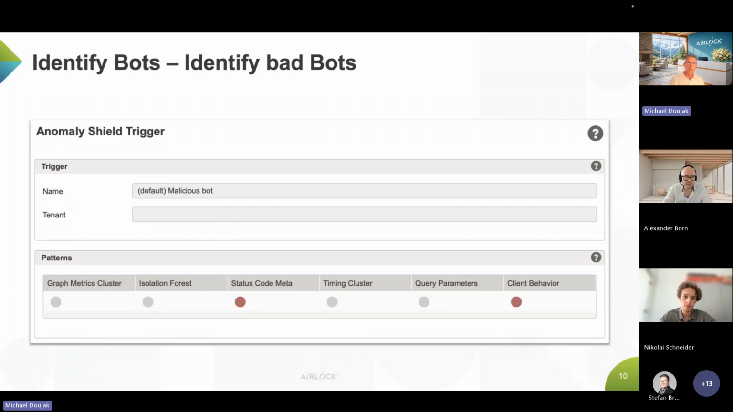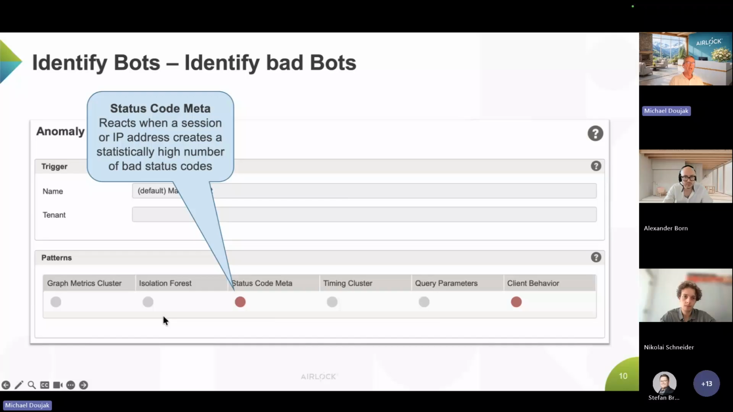The first model that we're seeing is status code meta here. And status code meta reacts when an IP address or a session basically creates many bad status codes. So those would be 400s and 500 status codes. If a session or IP address does that, we consider it a bad source, and Anomaly Shield will start deterring that.